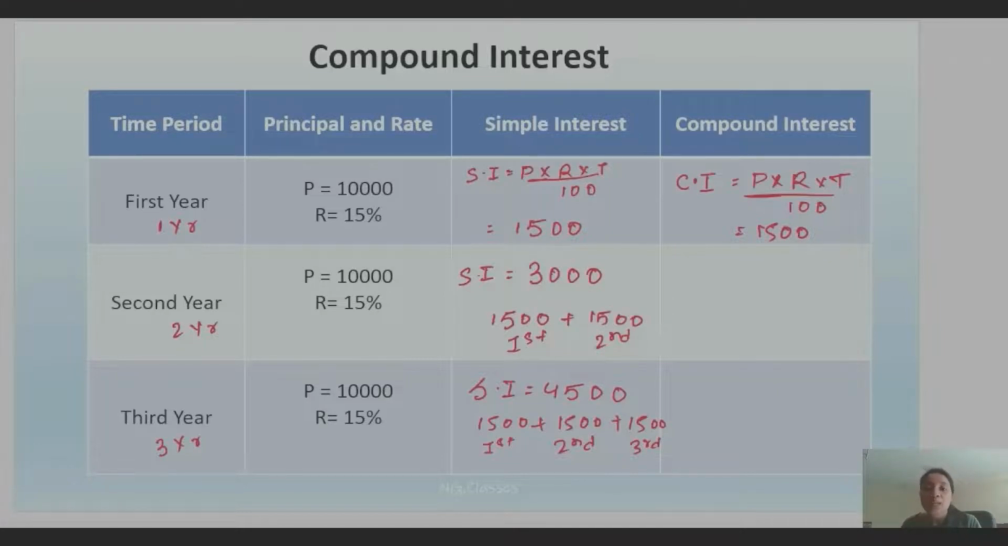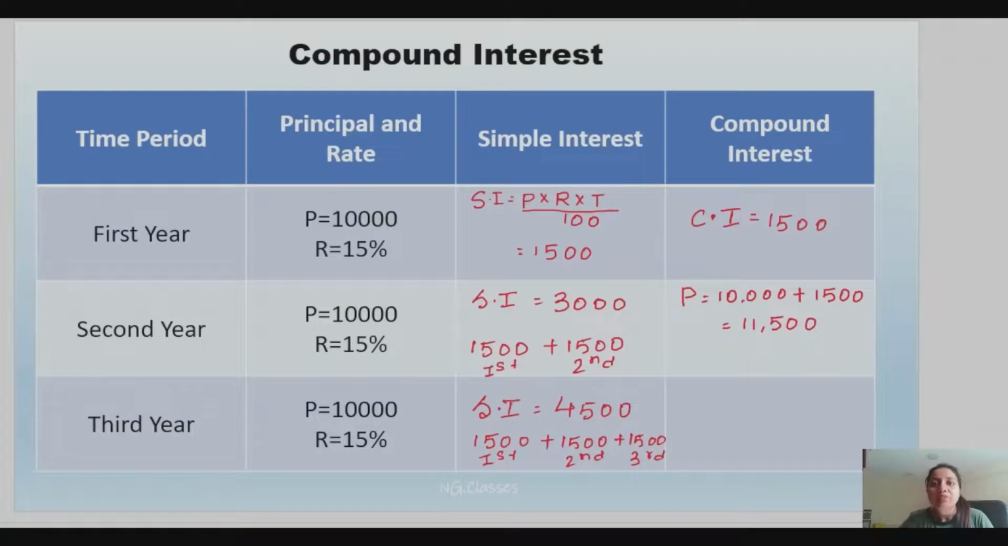Okay. Now for second year, our principal will change. It will not be 10,000 for compound interest case. Here principal will become 10,000 plus this interest of the first year, that is 1500, which means principal will be 11,500. Now on this principal we have to calculate the interest. So more principal, more interest we will get.